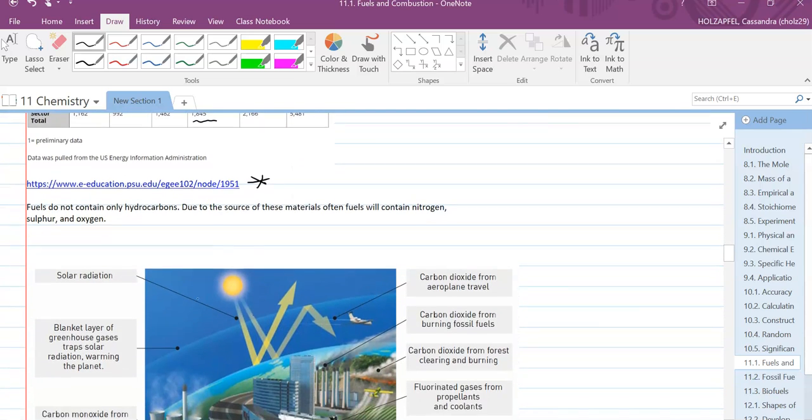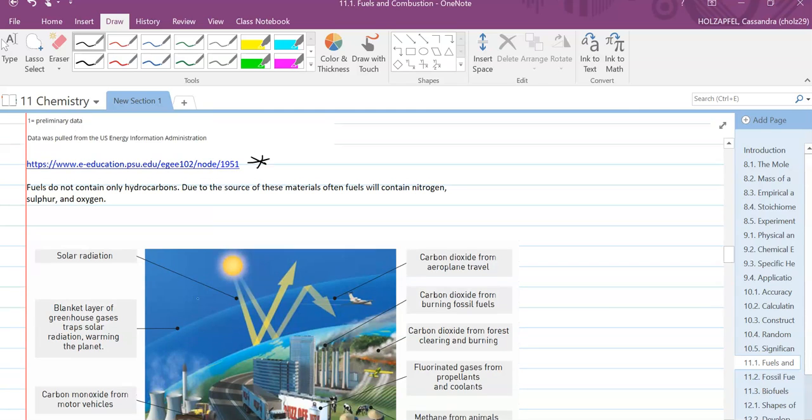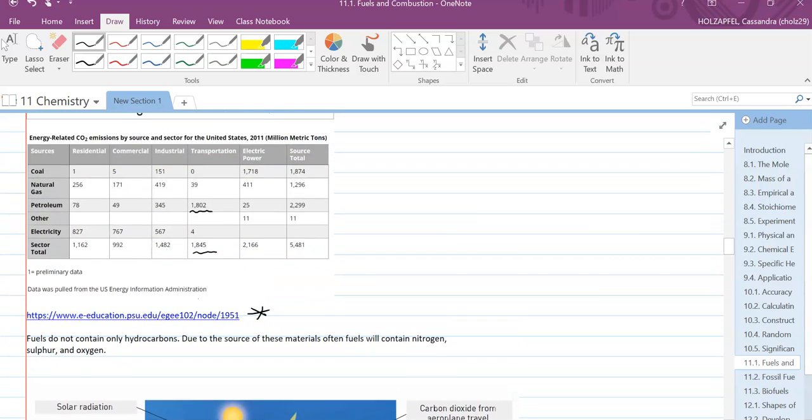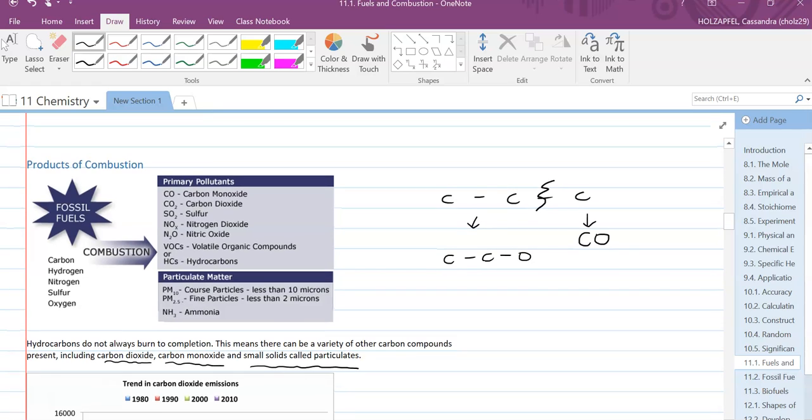So the other thing that we need to consider is that fuels do not only contain hydrocarbons, they also contain a whole bunch of contaminants, and these contaminants contain nitrogen and sulfur and oxygen and water. And so often we'll see a variety of things that are actually being produced. So I've got a full list here.